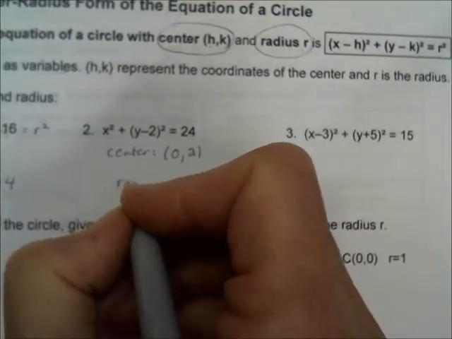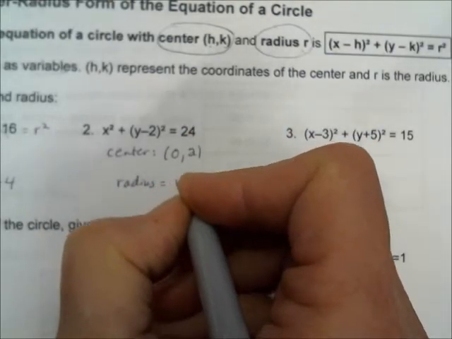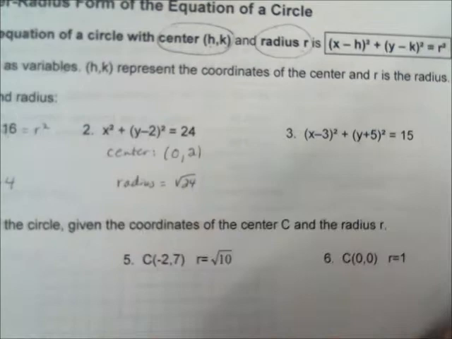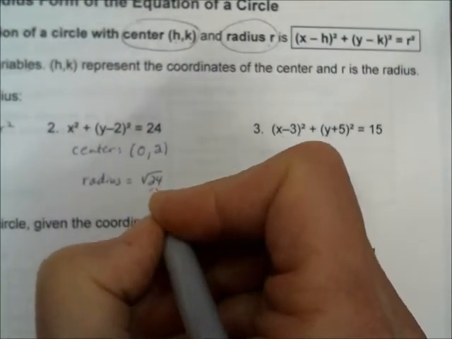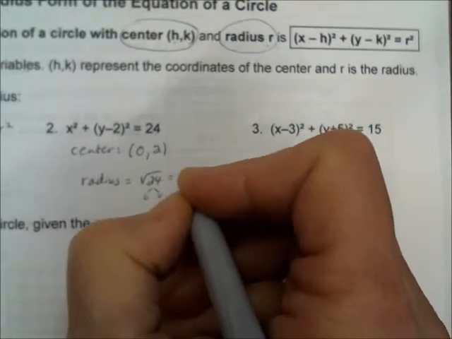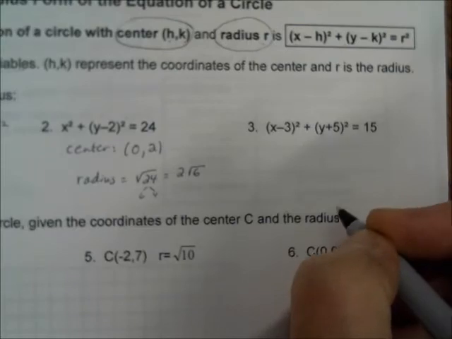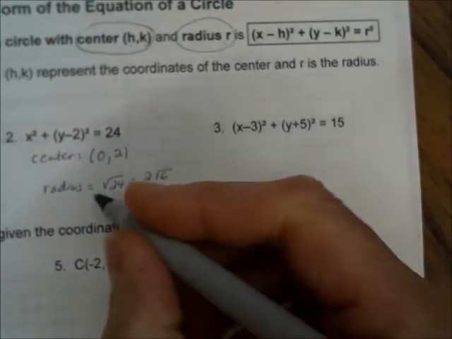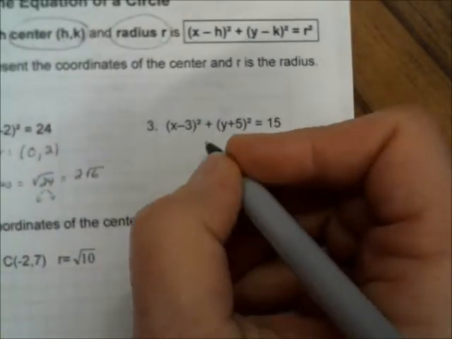And the radius, remember you take the square root of that number, the square root of 24, which is almost 5, but not quite. And if you want to break this down, it breaks down into 6 and 4. So this would be 2 square root of 6 if you wanted to make that in radical form. Usually it's not real handy to have the radius in radical form, though.